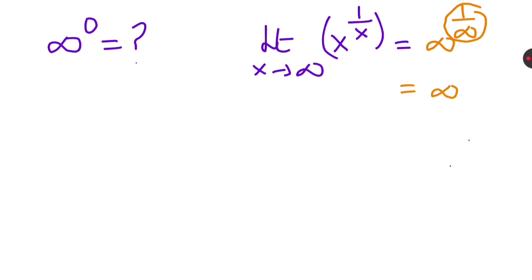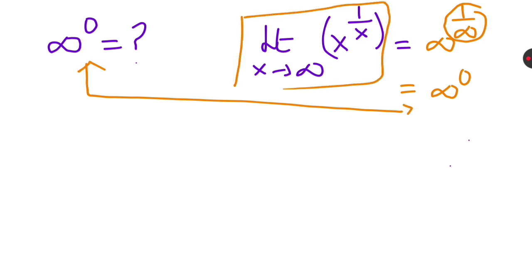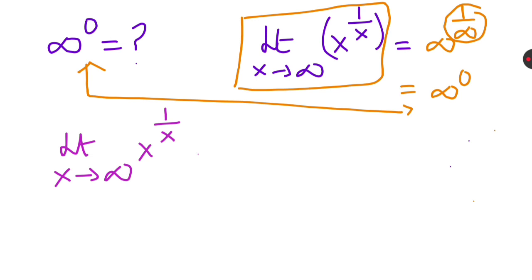So infinity raised to the power of 0, which is the same as our question. If you want to find the value of infinity raised to the power of 0, we are going to work through this problem: limit x tends to infinity x raised to the power 1 over x. When you substitute x as infinity, we get infinity raised to the power of 0, but it is an indeterminate form. In limits, whenever you get an indeterminate form, we apply the L'Hospital rule.